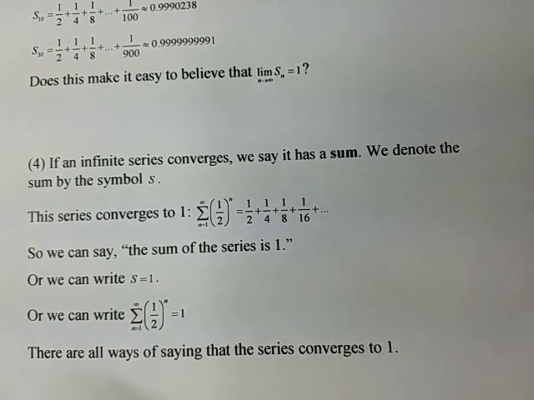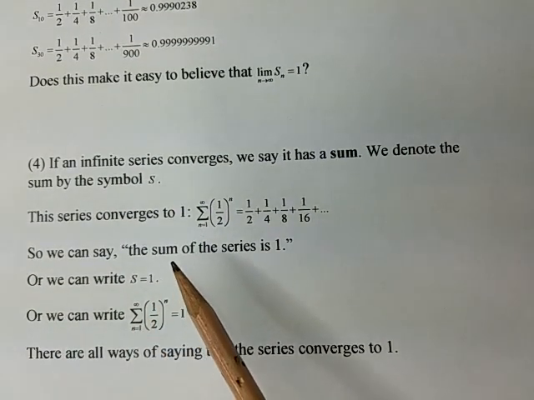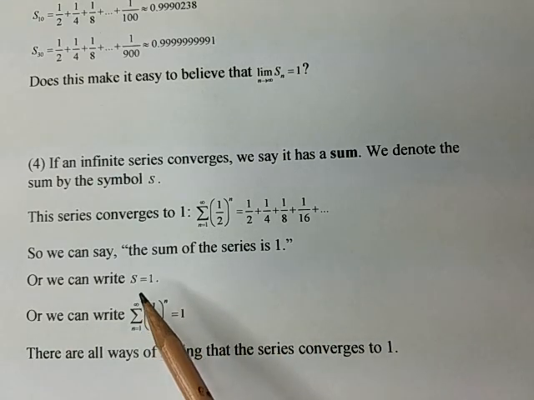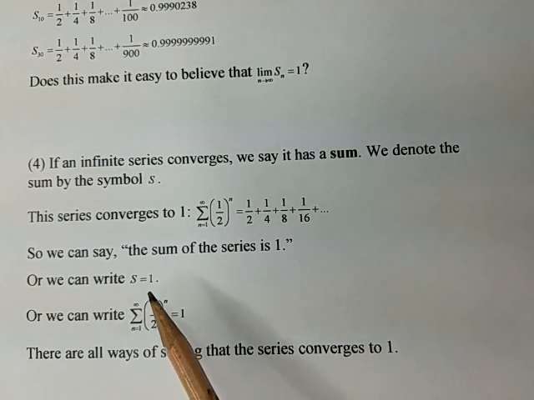There's lots of ways we can say it, though. We can say the sum of the series is 1. We can write capital S is equal to 1. That's what the symbol capital S means in the context of infinite series. We can write the series in summation notation and say it equals 1. We can say it converges to 1. Those are all different ways of saying the same thing.